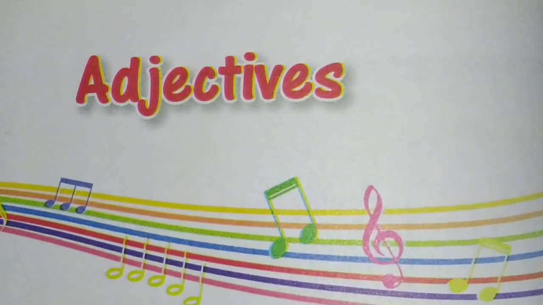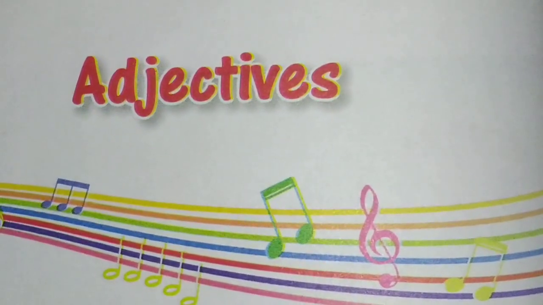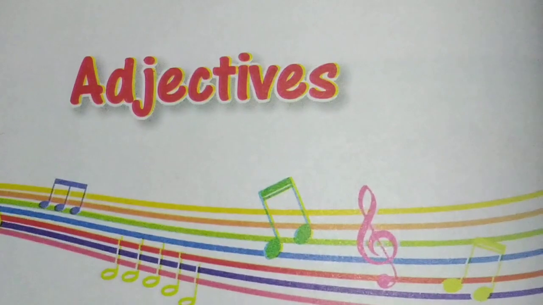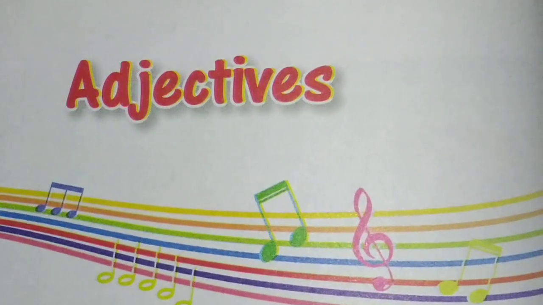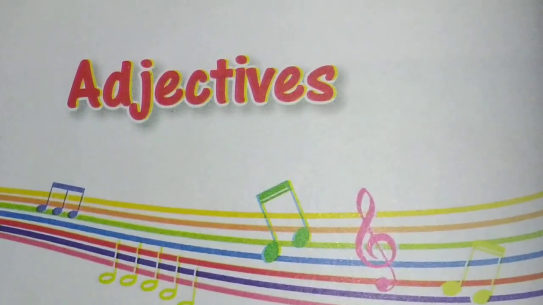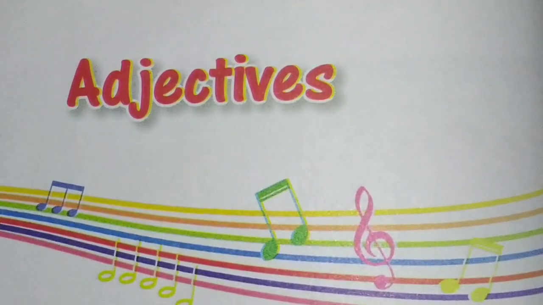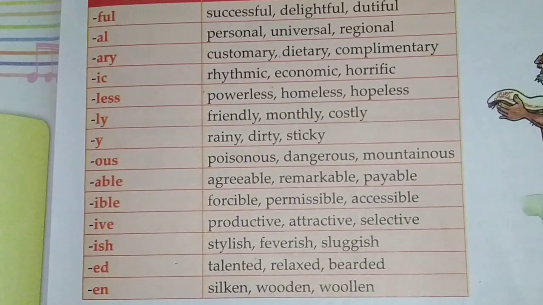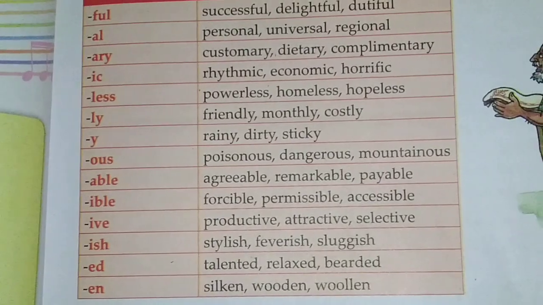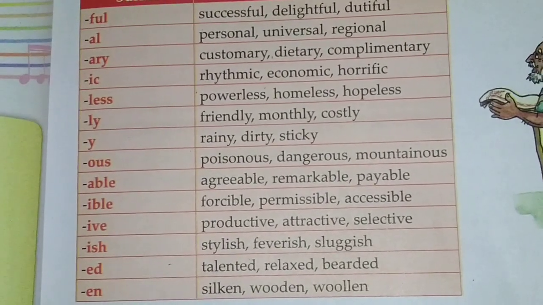Hello students. The topic that we did in previous class was adjectives. We learned what is an adjective and what are different types of adjectives. In this class, we will learn how to form different adjectives and degree of comparison. So let's begin. Different adjectives are formed by adding suitable suffixes.